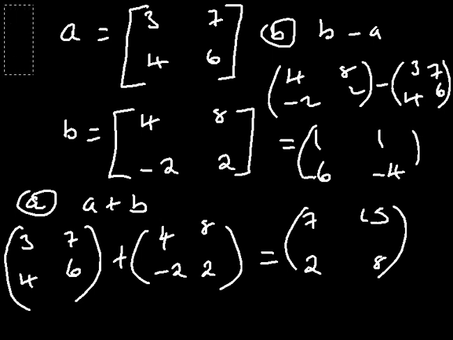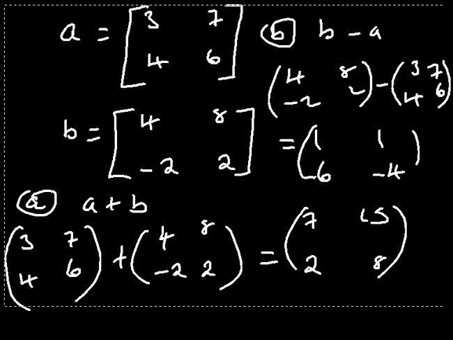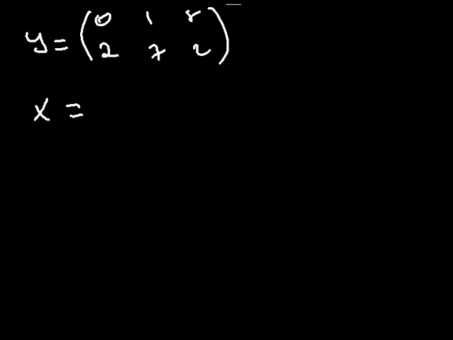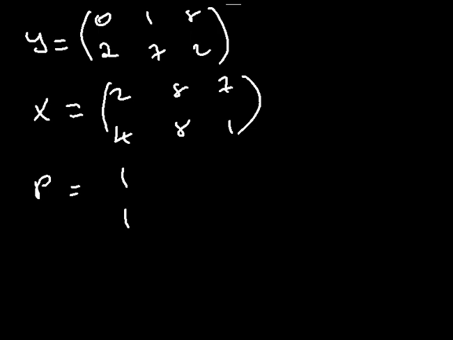So by now you know how we can add or subtract matrices in that way. And also let's say we have the matrix Y, given as 0, 2, 1, 7, 8, 2. And we have a matrix X, given as 2, 4, 8, 8, 7, 1. And let's say we have the matrix P, given as 1, 1, 0, 1, 0, 1.